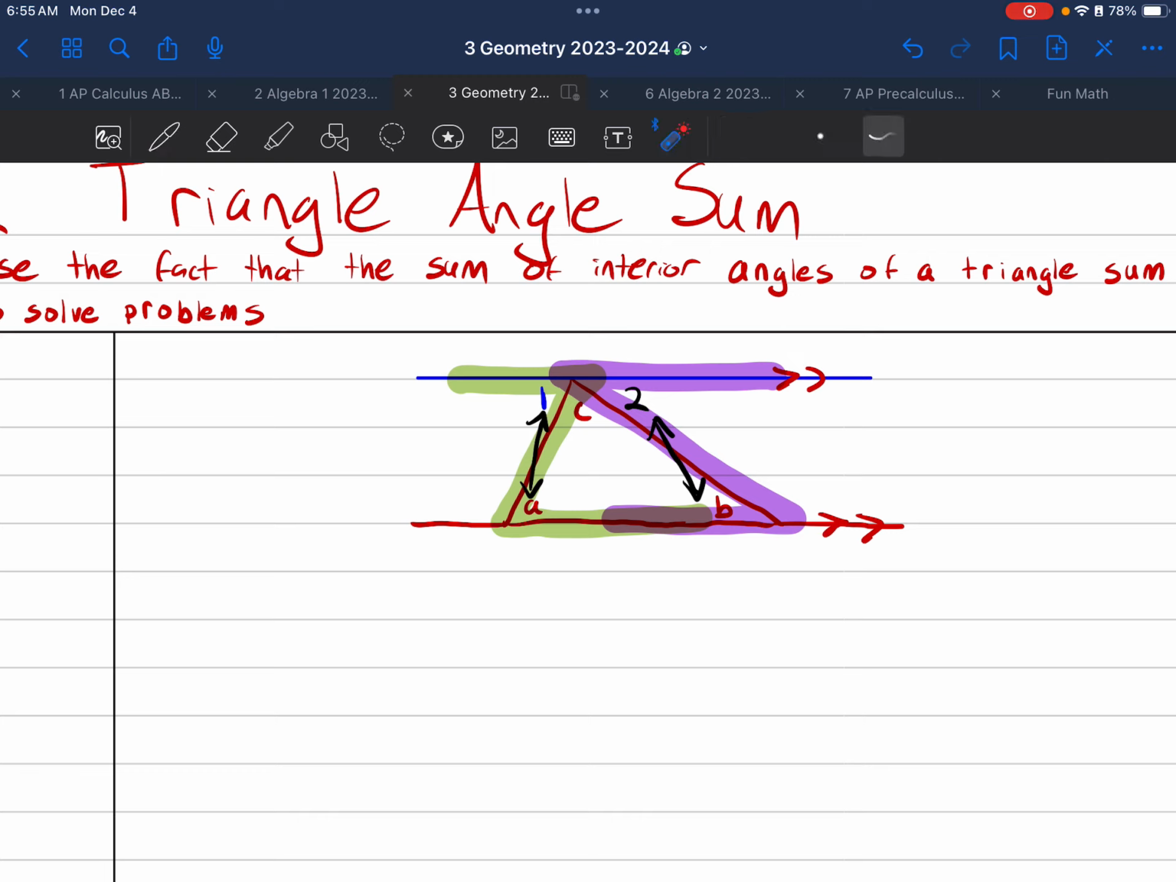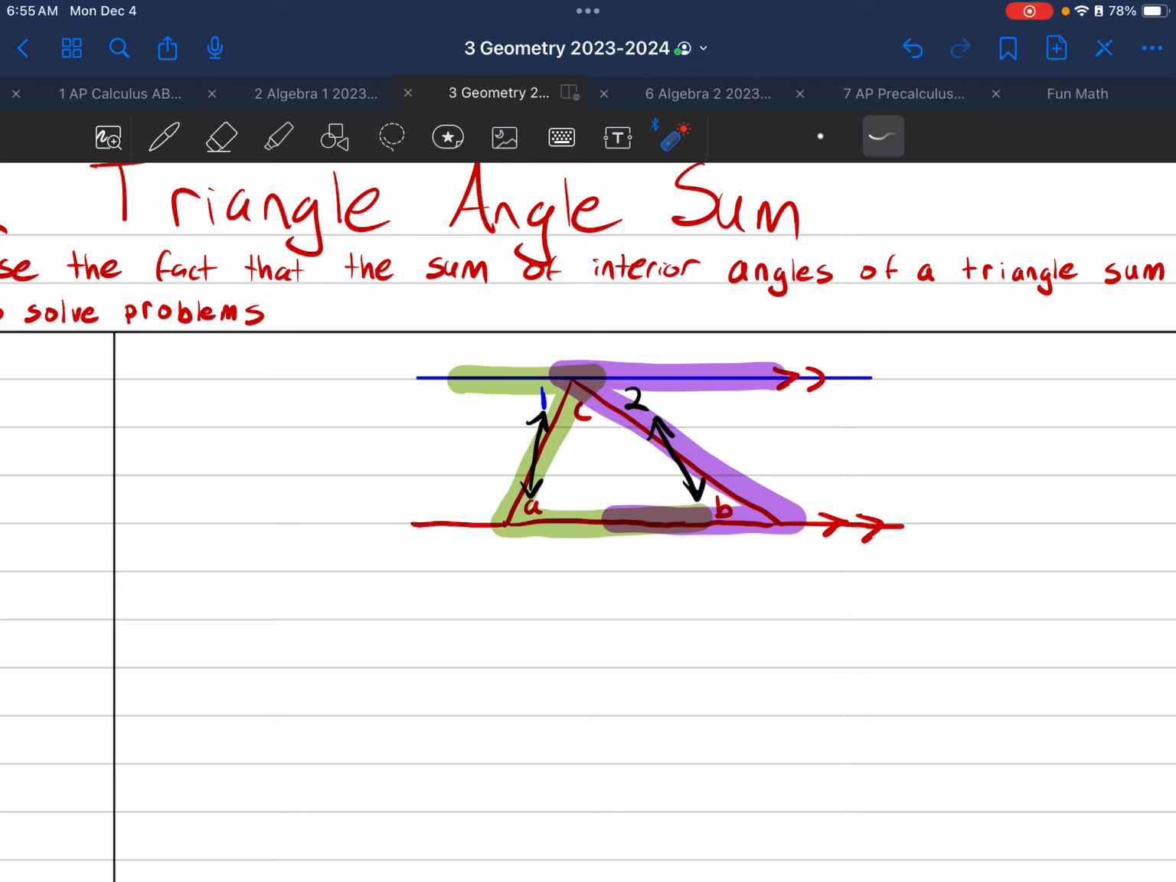And oh, check this out. This is a line, which means this is 180 degrees. Therefore, this angle plus this angle plus this angle add up to 180 degrees. Angle 1, angle C, and angle 2 add up to 180 degrees. Well, if 1 is the same thing as A and 2 is the same thing as B, that means that A plus C plus B, because this is 1 plus C, is also 180 degrees.